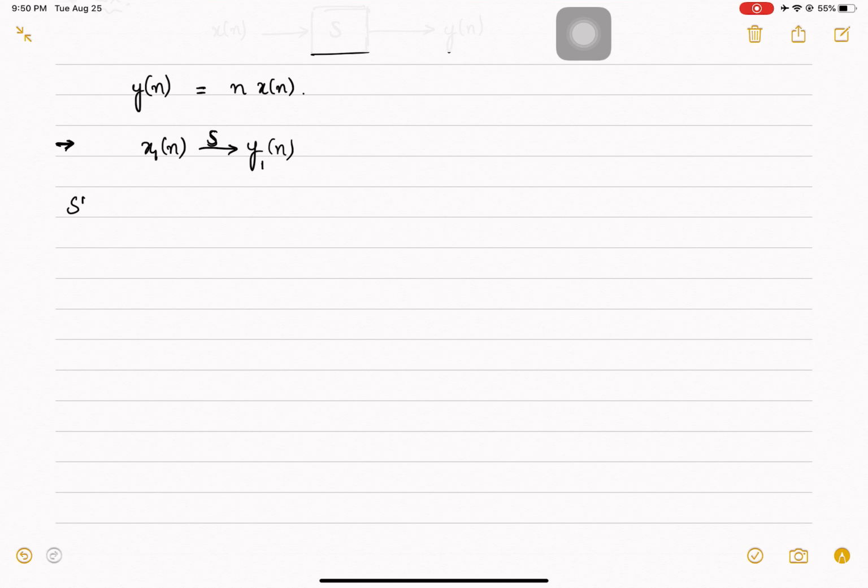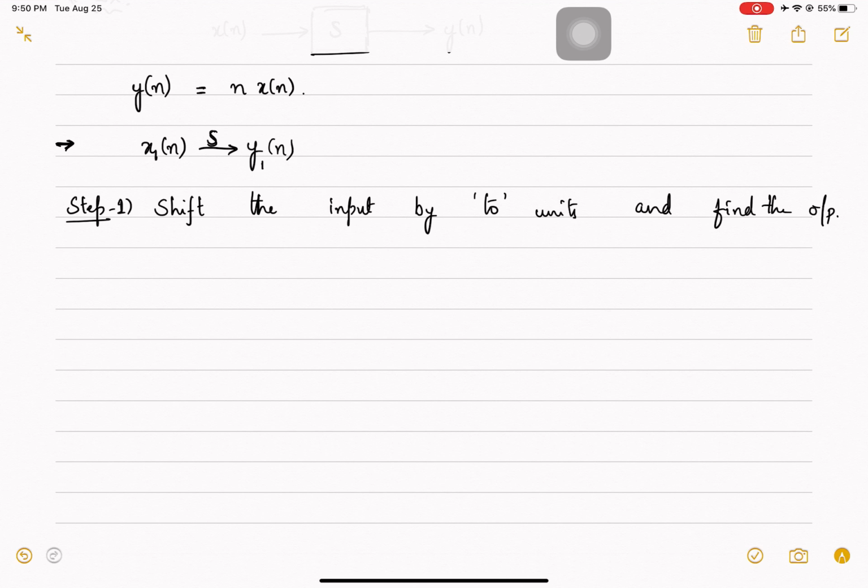What I will do is I'll shift the input first by t naught units and find the output. So I shift the input and call it some x1 of n. Oh sorry, I'll write it as n naught.